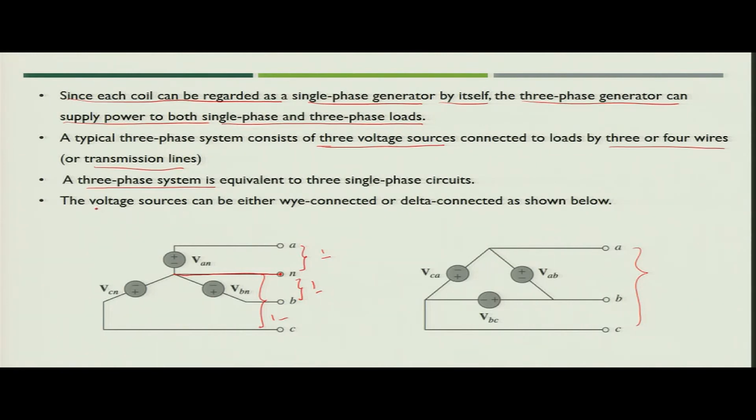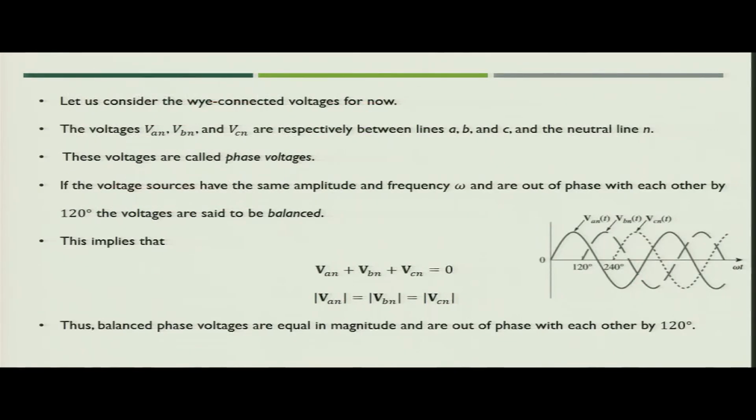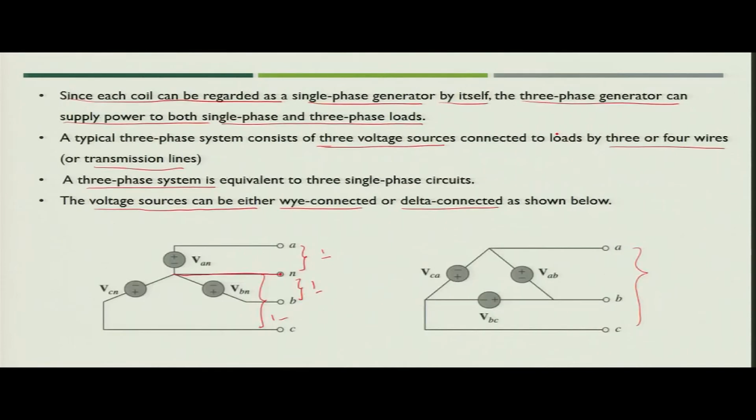So, now you can arrange the voltage sources either as star connected, which you also call Y connected, or delta connected. Now, let us consider the star connected, that is Y connected, voltage for now. Here we will have phase voltages as VAN, VBN and VCN. These are respectively the voltages between lines A, B, C and the neutral. So, we have seen that VAN is nothing but the voltage between the A and N lines, VBN is between B and N, and VCN is between C and neutral.